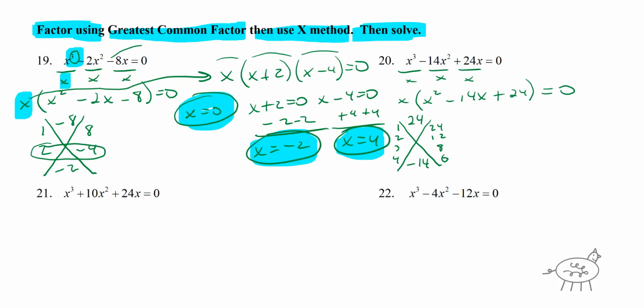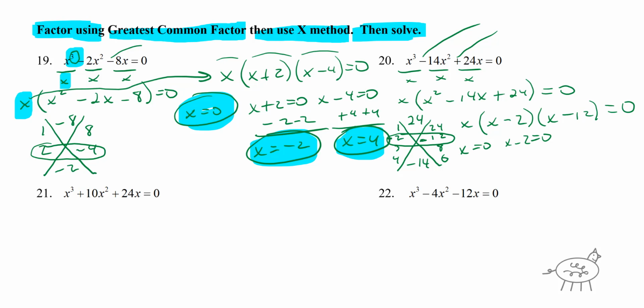Okay? And because this is positive here, they have to add to give you 14. So the only ones that add to give you 14 are 2 and 12. But because it's negative 14, it's negative 2 and negative 12. So you basically get X times X minus 2 times X minus 12 equals 0. Okay, and then we have X equals 0, X minus 2 equals 0, and X minus 12 equals 0.